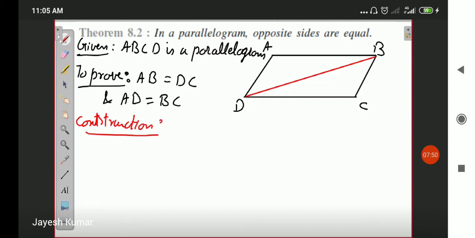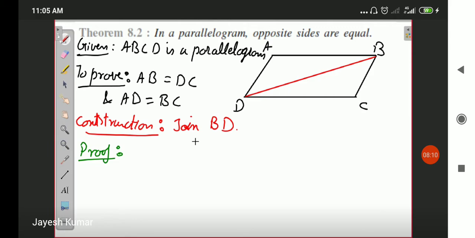What will be the construction? Construction is join one of the diagonals. Join one of the diagonals. So I am joining diagonal BD. So for the proof, there are two parts of proof in this.